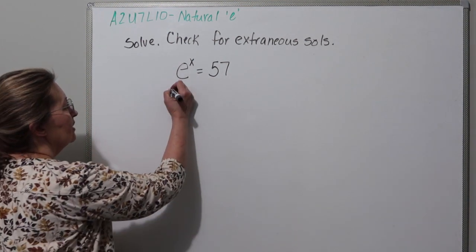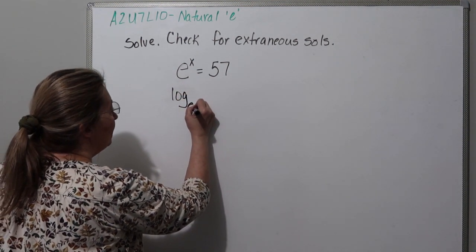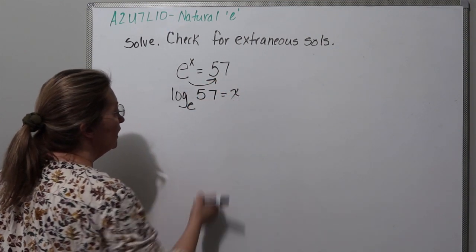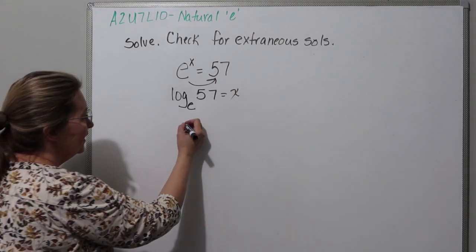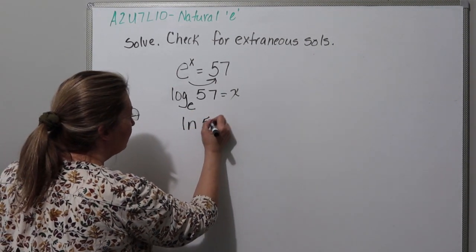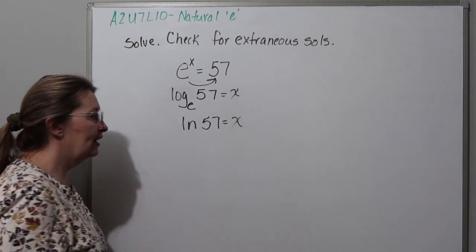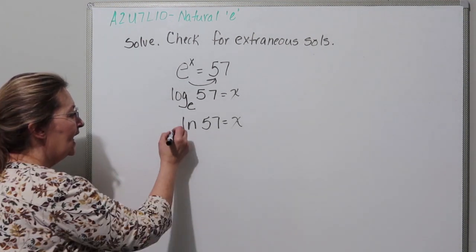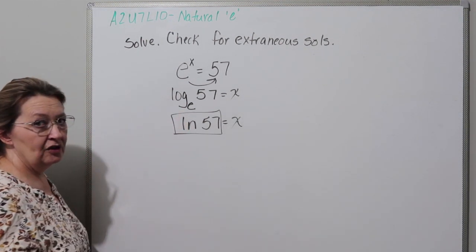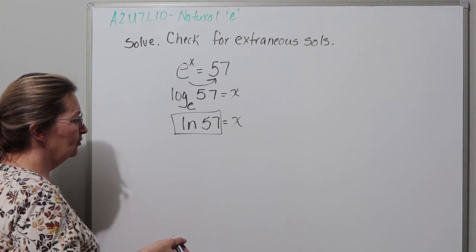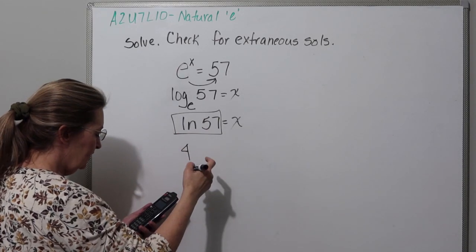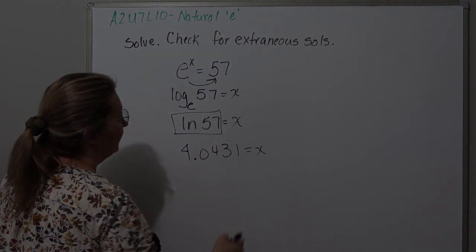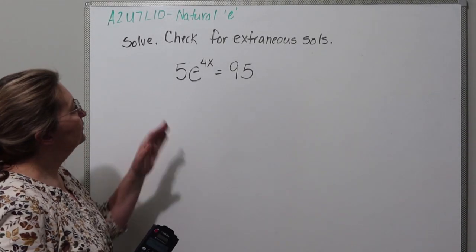e is my base, so this is going to be log base e, remember swing over here, of 57 equals x. Now, what is log base e? Well, that is natural log 57 equals x. Now that you have a problem in this format where your variable is all by itself and this has a value, you can punch that into your calculator real quick. Natural log 57 is equal to 4.0431.